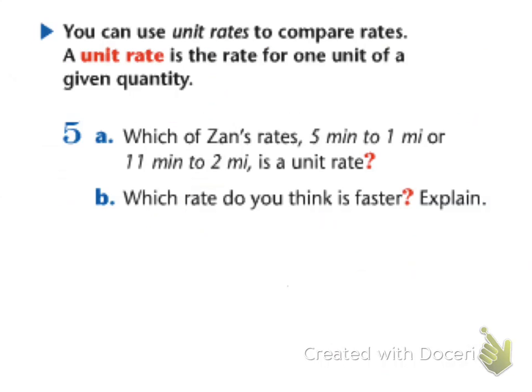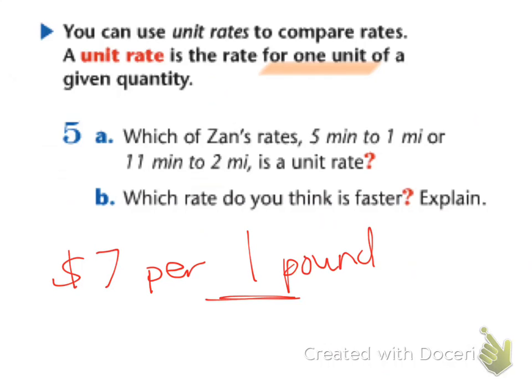Okay, now next thing you need to know, a unit rate. A unit rate compares two different units, just like we talked about before. But what's different about a unit rate is it compares it for just one unit given. What in the world does that mean? Have you ever gone to the grocery store and you find out it costs $7 per 1 pound? That would be a unit rate because it's per one thing. You could also write that as 7/1.